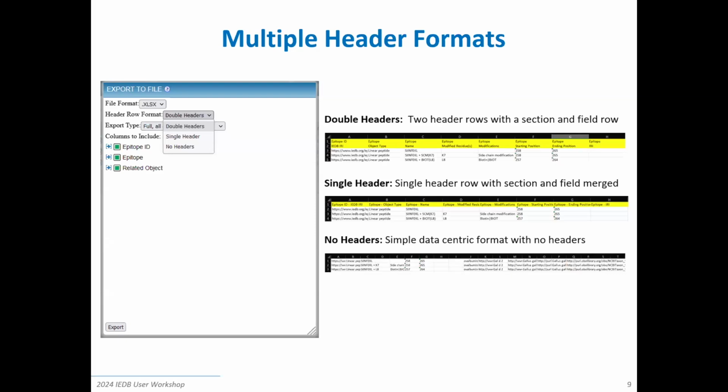You can consolidate them down to a single header row, which basically just combines the section and the field labels into one, separated by a hyphen. Or if you just want the data as is, because that's how your application wants to consume it, you can do the no header rows, which is just the raw data itself.